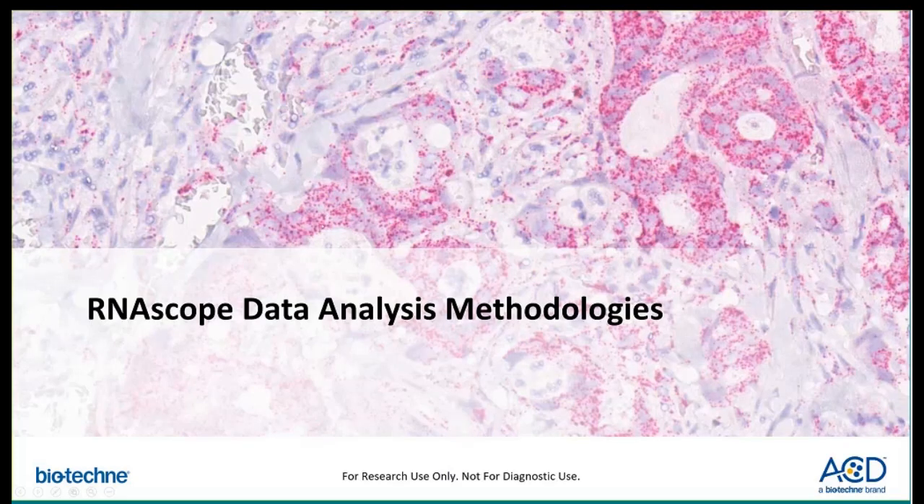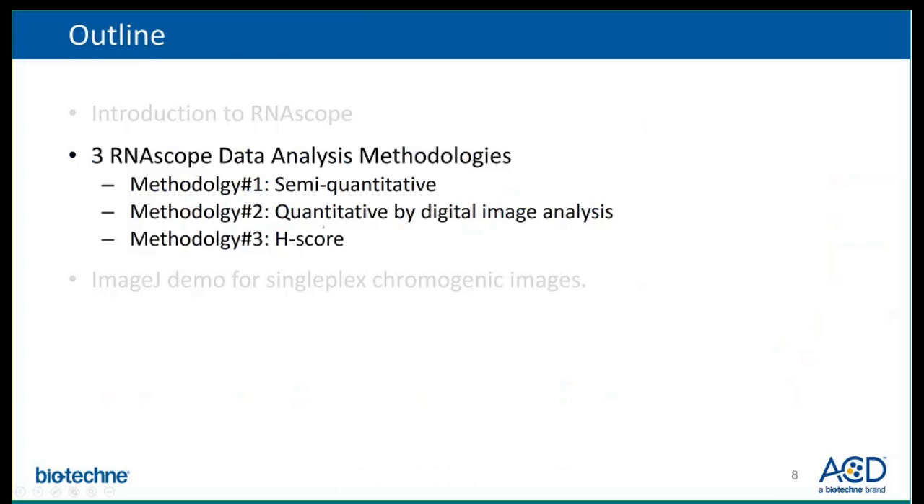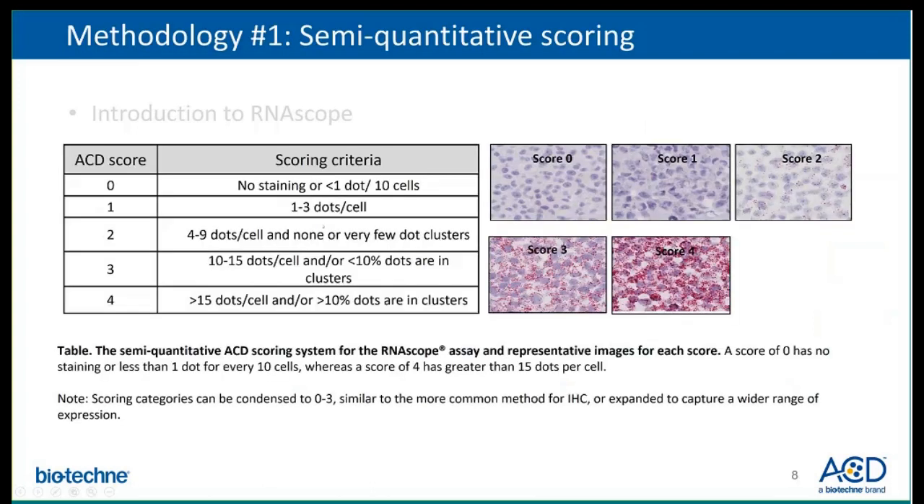Moving on to how we quantify these dots. So we typically follow 3 methodologies to do the quantification. The first one is semi-quantitative, as you can see here. Within this methodology, it depends on manual scoring, where the number of dots per cell is measured or estimated.